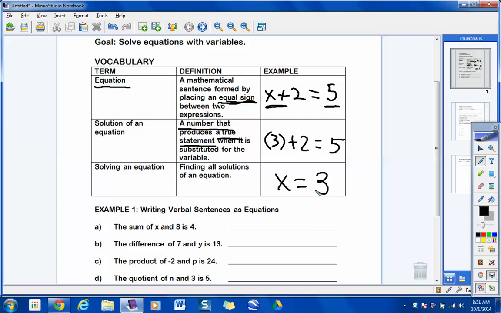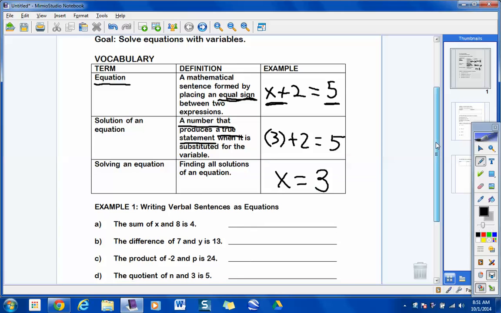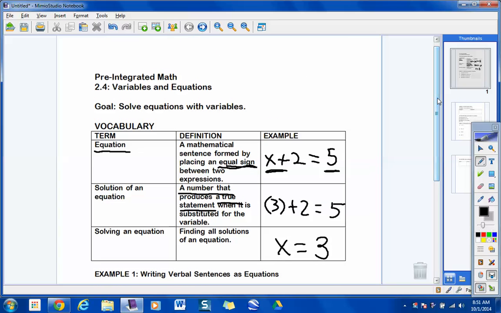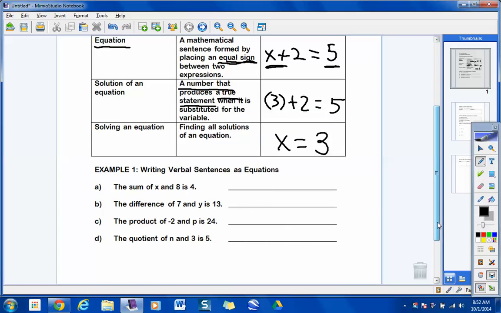I want to get you in the mindset of writing equations as they relate to a verbal sentence. So down here I've got 4 descriptions in example 1. I'm going to put a note right underneath here. Make a note down here.